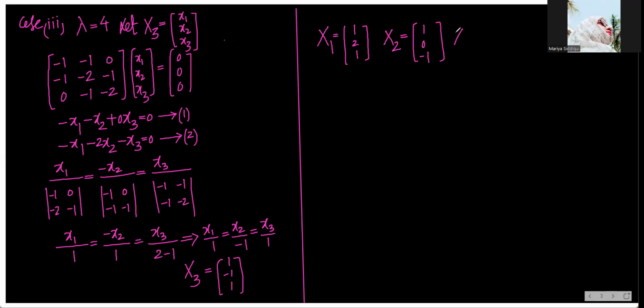Now x3 is equal to, just now we got it. Okay, these are the x1, x2 and x3 values. After that we have to find out the normalized form of this vector.